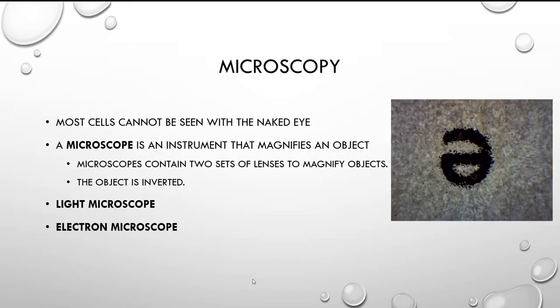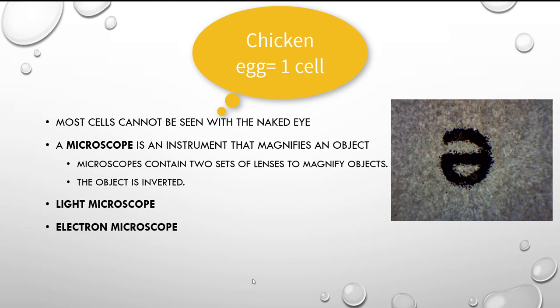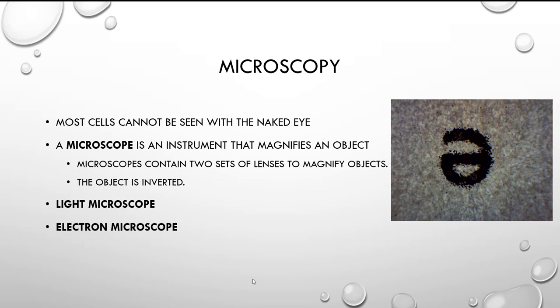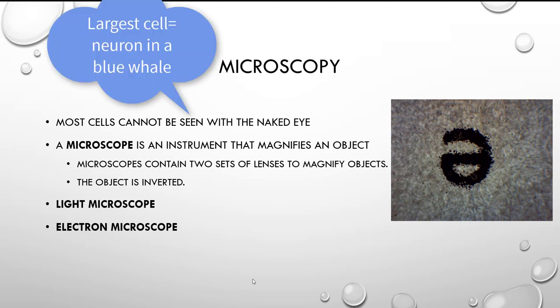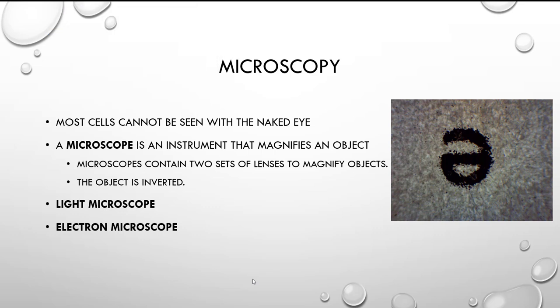Okay. So now let's get into microscopes. So most likely when we encounter a cell, we cannot see it with the naked eye. With some exceptions. So for example, a chicken egg is one single cell, and you can certainly see that without a microscope. Probably, one of the larger cells that you can see, an ostrich egg. Probably the largest cell on Earth, I would say, would be a neuron in a blue whale that can be 6 feet long. So there are some very large cells out there.